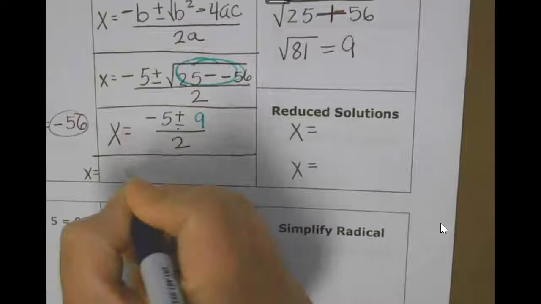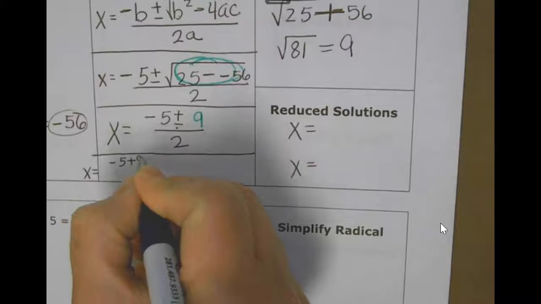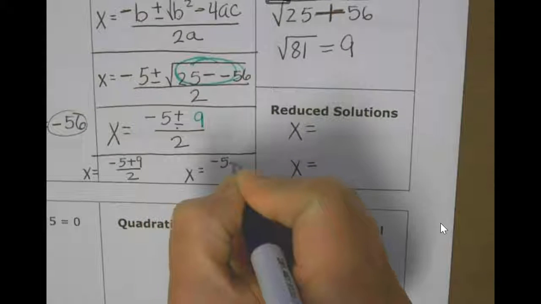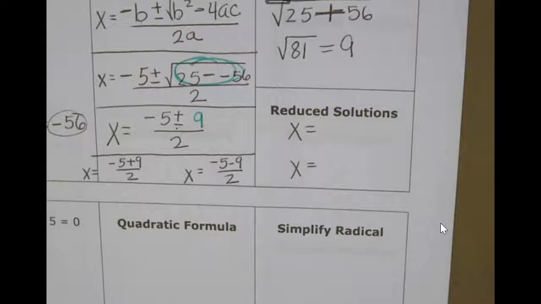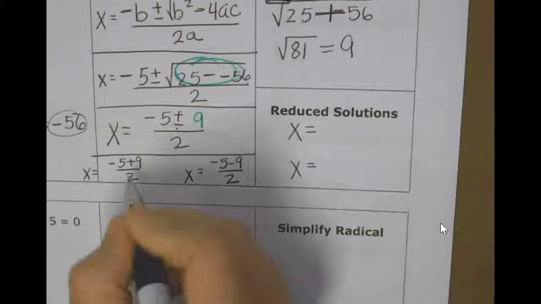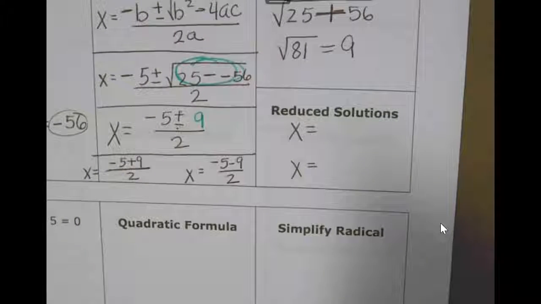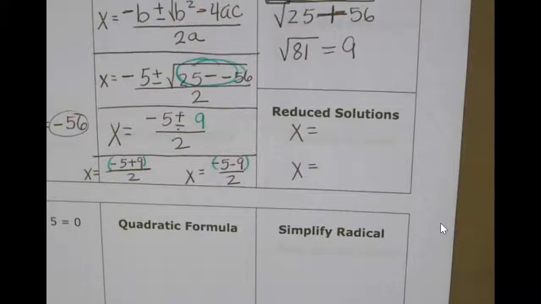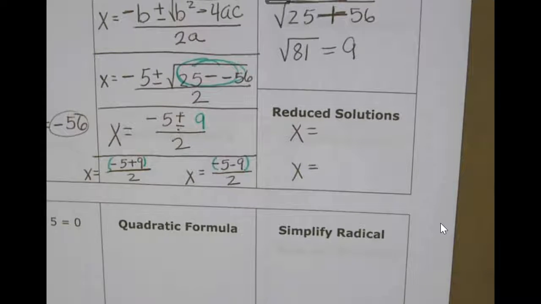X equals negative 5 plus 9 divided by 2, and x also equals negative 5 minus 9 divided by 2. That's how you get the two answers out of that. You break the plus and minus apart into two separate answers. To get the correct answer with your calculator, you've got to put parentheses around this before you put it in your calculator. If you put it in your calculator without the parentheses, you will not get the correct answer. Or you can just figure it out in your head.